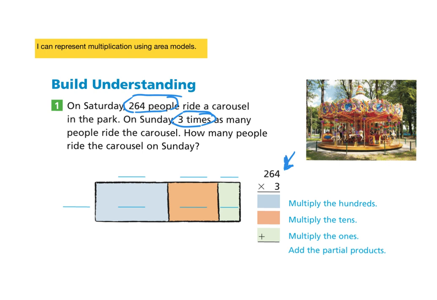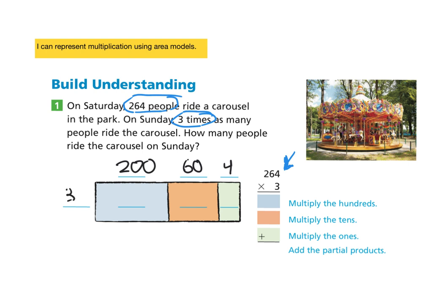So this is basically the same as the last example I just showed you, but instead of having that grid, we have this rectangle, and I'm going to show you how we can use that. So we're going to break up 264 into its place values. So for 2, that means I have 200, and I'm going to put 200 right here. And then 64, that means I have 60 and 4, and I am multiplying that by 3.